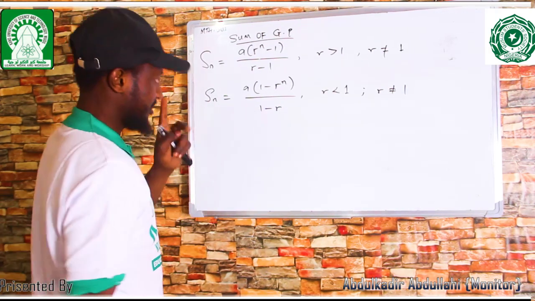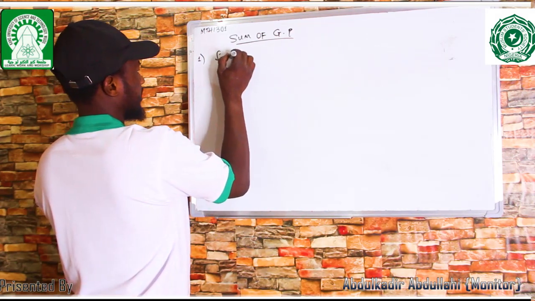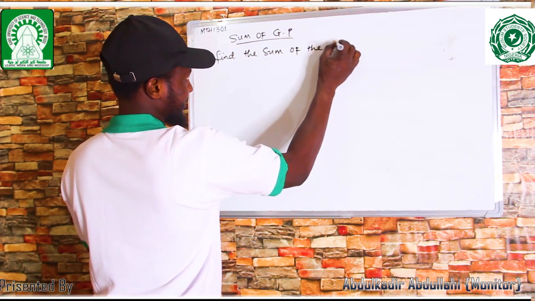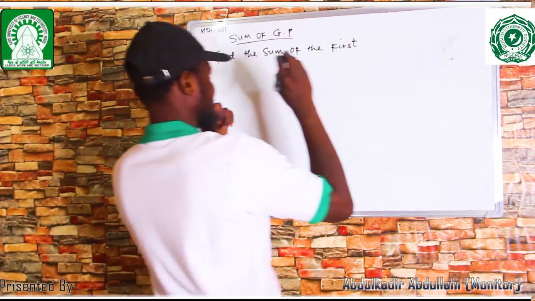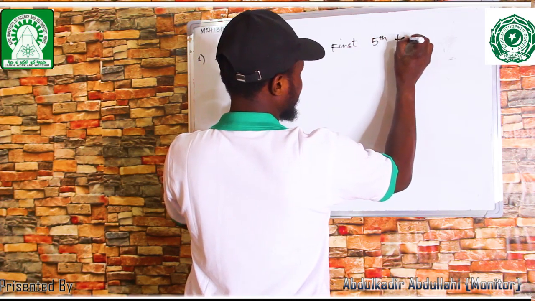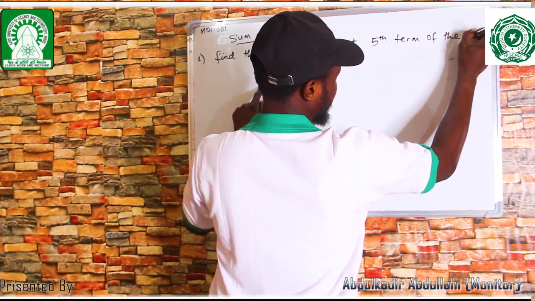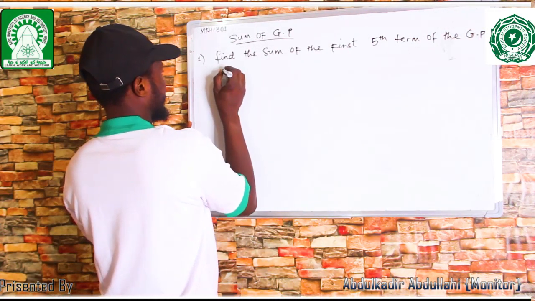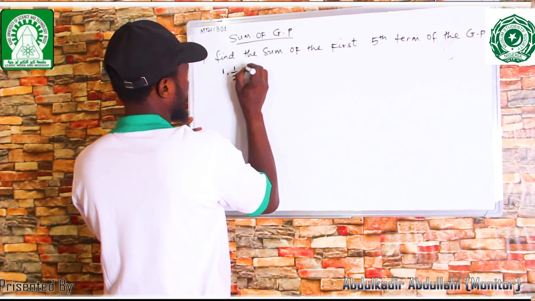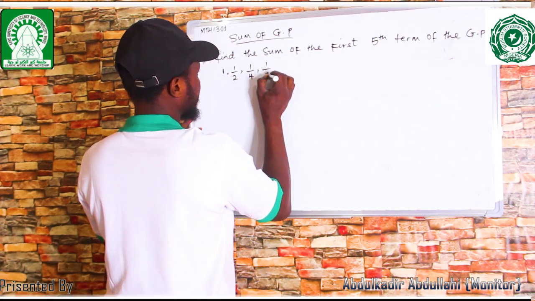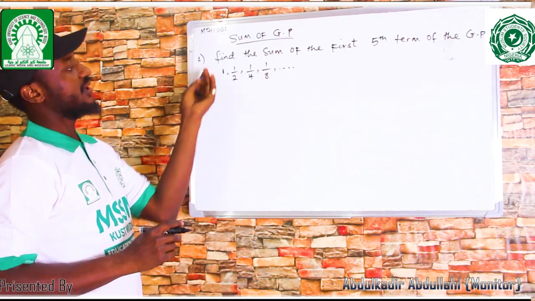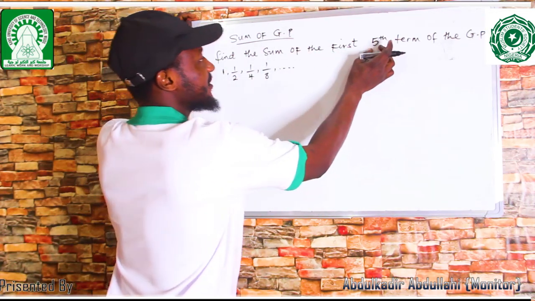Now let's see one example. Find the sum of the first fifth term of the GP. So 1, 1 over 2, 1 over 4, 1 over 8. Assuming we are given these terms, we are to find the sum of the first fifth term.